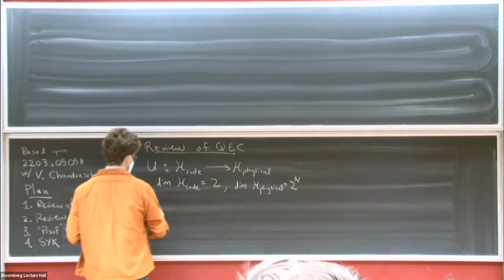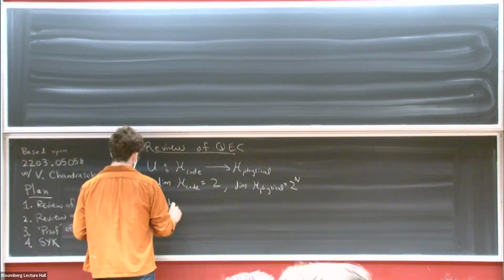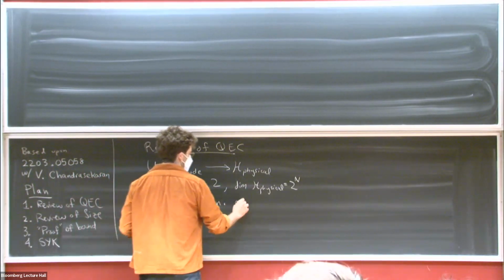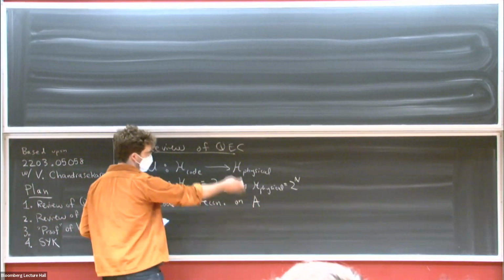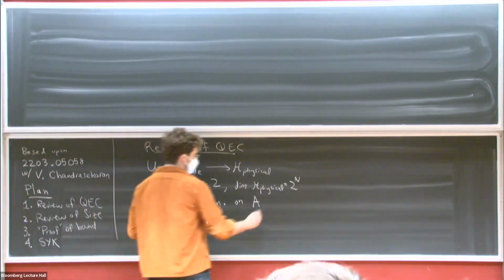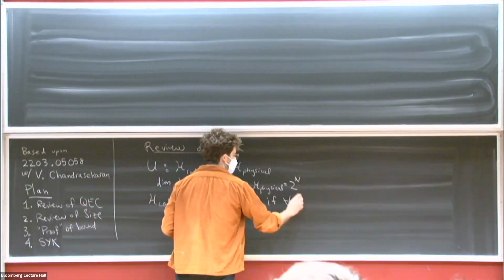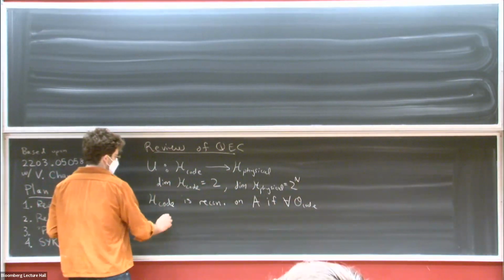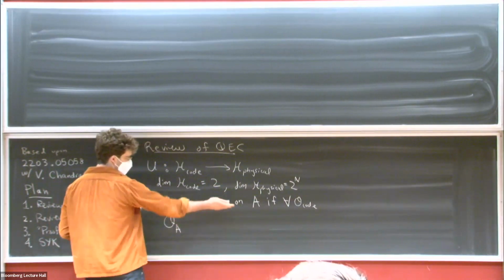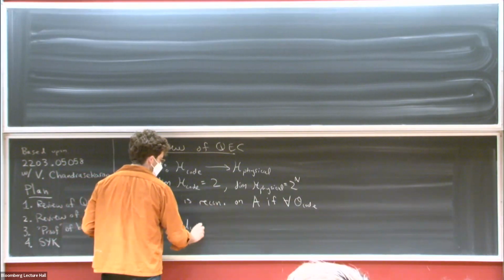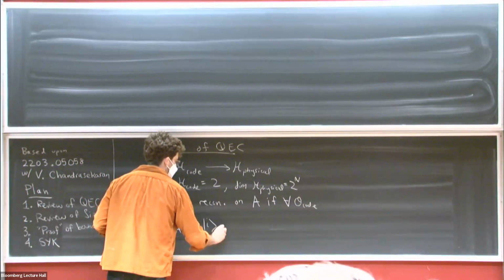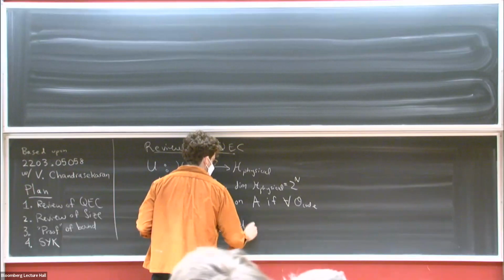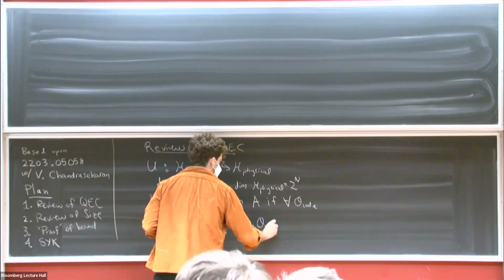So I'm going to say that this code subspace is reconstructible on some subsystem of the physical Hilbert space if, for all operators O_code acting on the logical Hilbert space, there exists an operator purely supported on this subsystem which effectively commutes with the embedding map when acting on the code subspace.